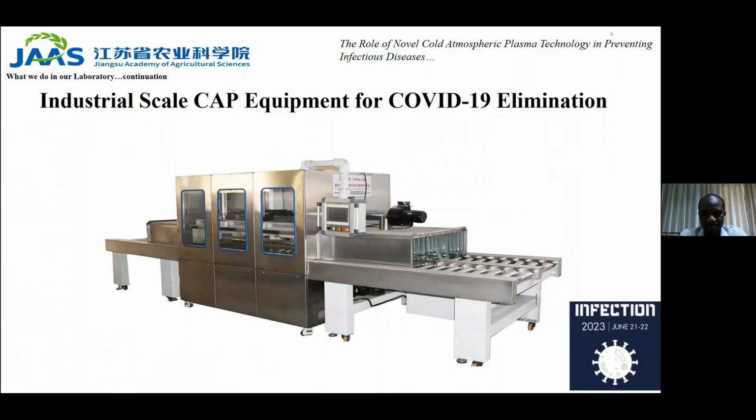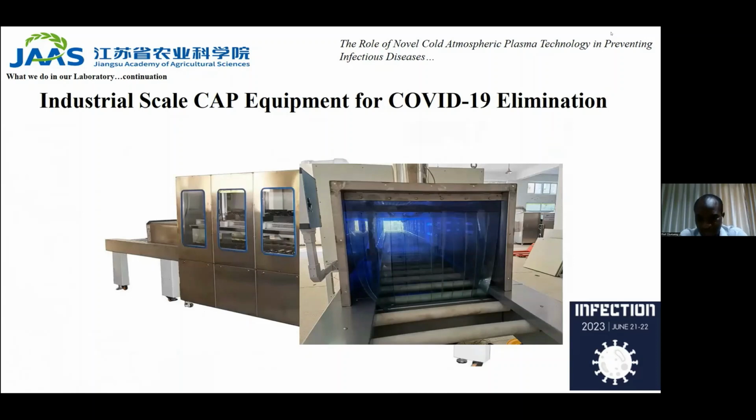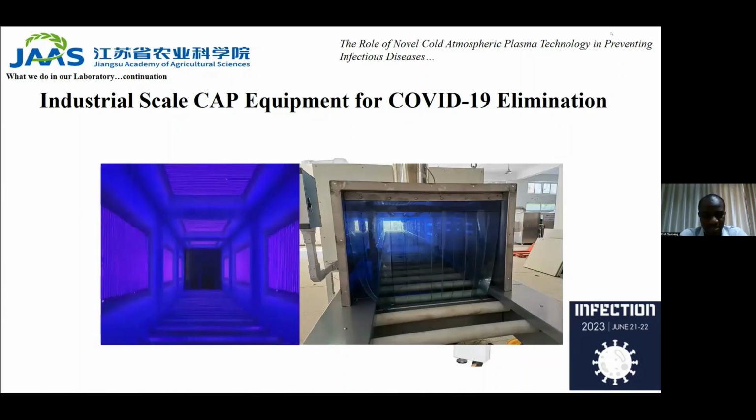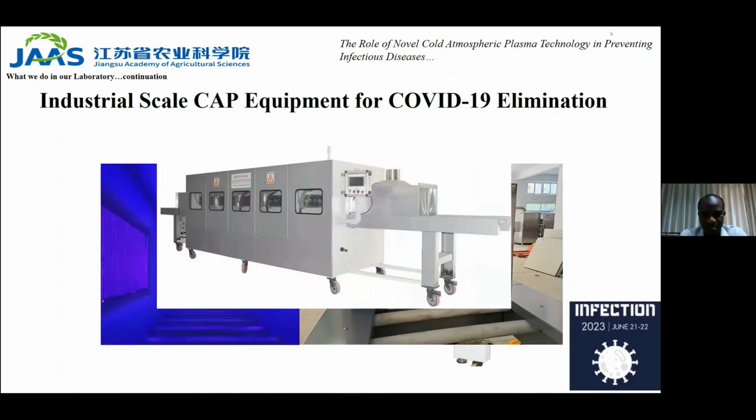This is a sample of the device. This is the plasma being generated in the device. And this is also the plasma being generated in the device. This device can be used to treat food materials, hospital equipment, and other things to eliminate COVID-19. This is a picture of the machine.